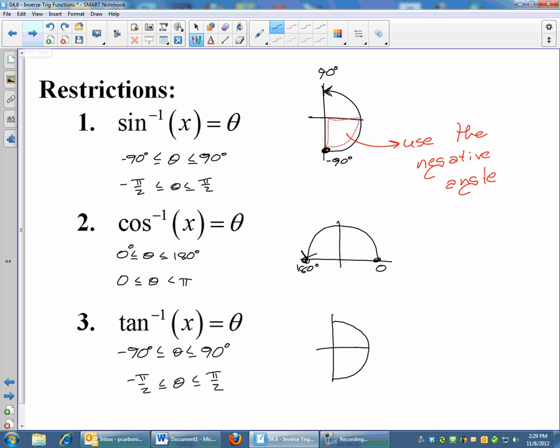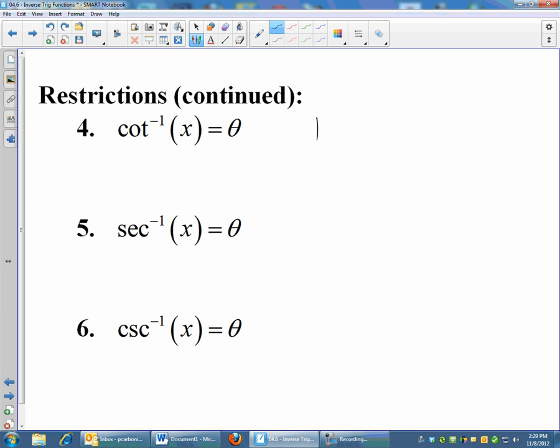And then you have cotangent, secant, and cosecant. Cotangent, this is confusing. You would think it'd be the same as tangent, but it's actually the same as cosine. Cotangent is between 0 and 180. Secant is the same as cosine. Secant and cosine are reciprocals. So secant's the same as cosine. That's also between 0 and 180 degrees.